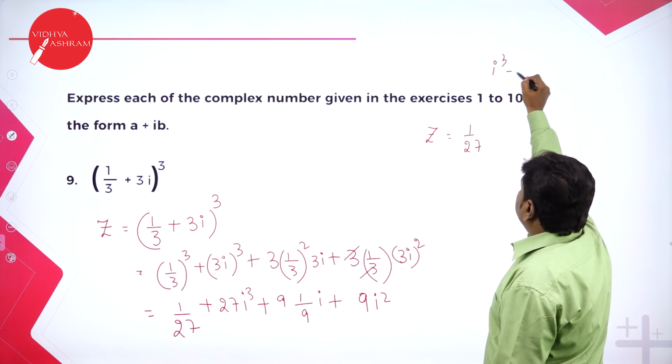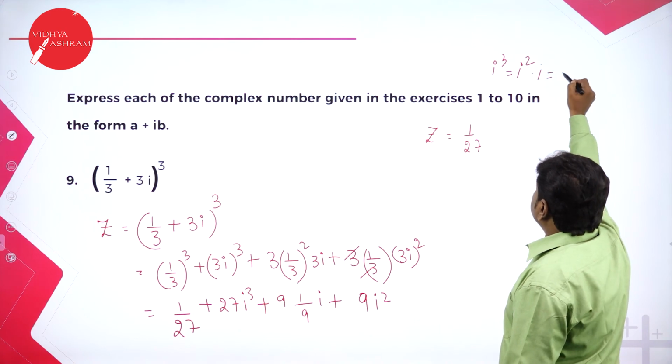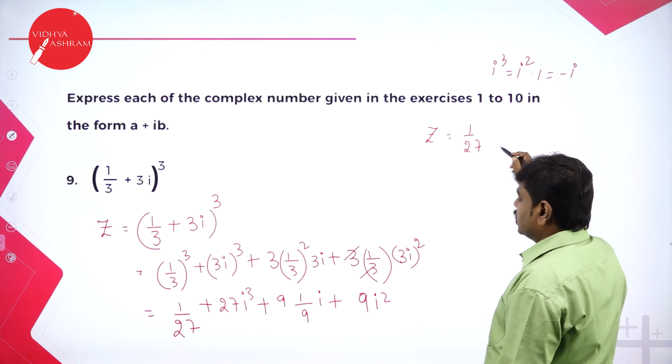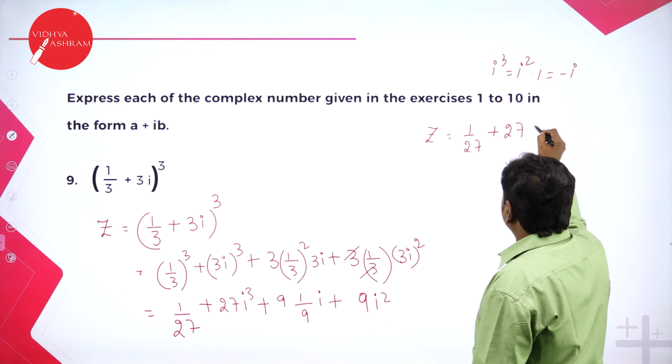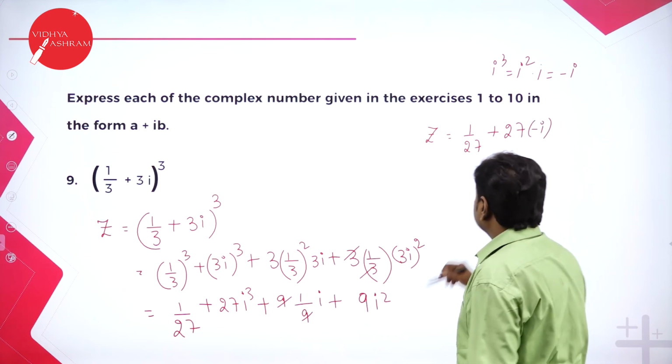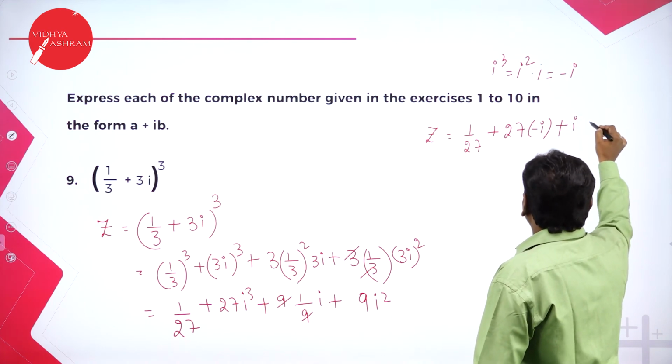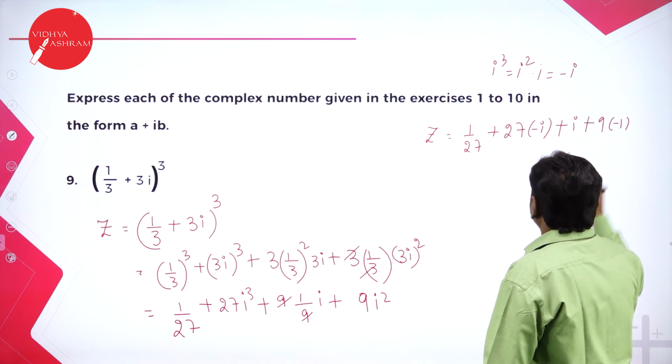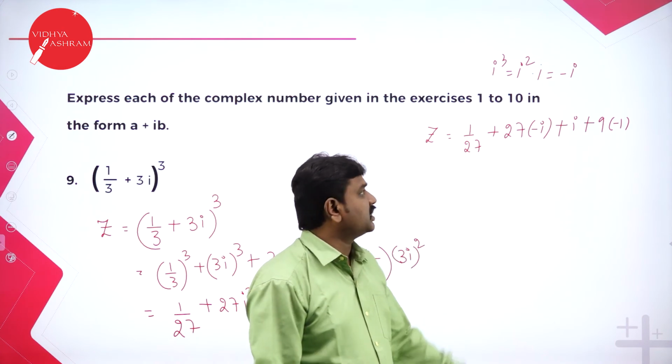What is I cube value? I cube can be written as I square into I. I square is minus 1. Minus 1 into I, minus I. So plus 27 into minus I, and then 9 cancels. You'll be left with I plus 9 I square, and I square means minus 1. What is I square? Minus 1. I cube is I minus I.